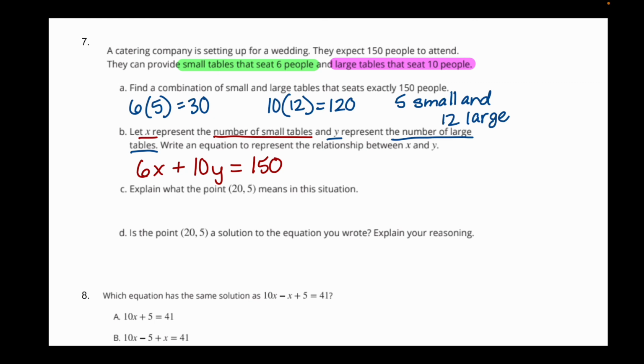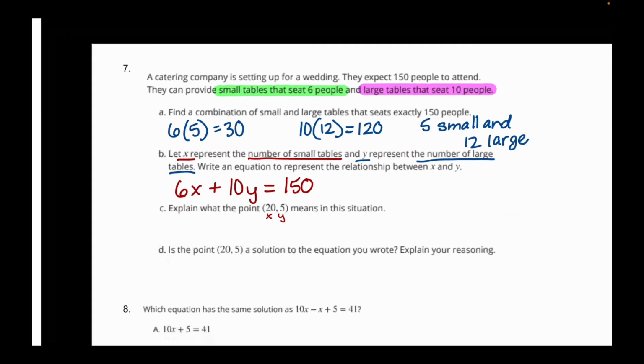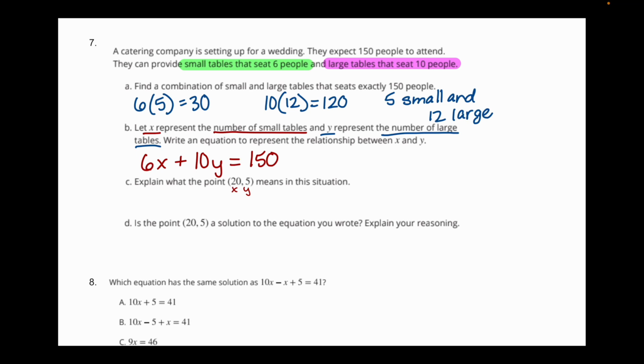Then we want to explain what the point (20, 5) means in this situation. So we want to interpret this in terms of X and Y. So that means 20 small tables and 5 large tables.